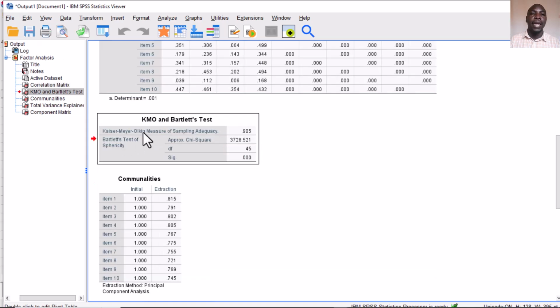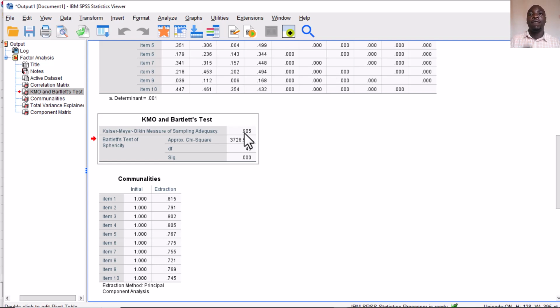Next, we have the KMO and Bartlett's test. The KMO, the Kaiser-Meyer-Olkin measure of sampling adequacy, ranges between 0 to 1. But usually, if you have values of 0.6 and above, that is considered adequate. What the KMO is actually telling you is that there is enough variance in our data that we can partition it using factor analysis.